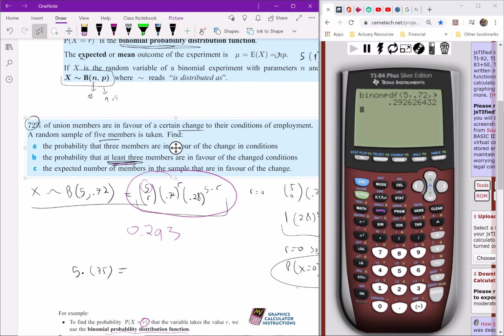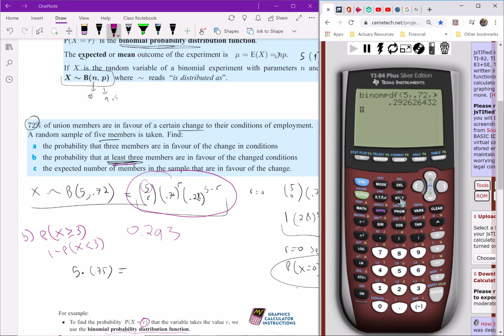Whereas here, when we get the what's the probability that at least 3 members, right? So this is asking for part B. It's asking what's the probability that x is at least, that means greater than or equal to 3, right? That's going to be the same as the probability that x is, that's the at least. So that's 3 or more. That's going to be the same as the probability of x being less than 3, and then 1 minus that, right?